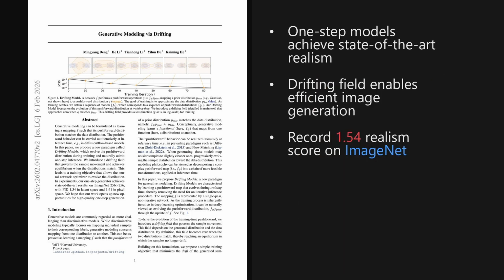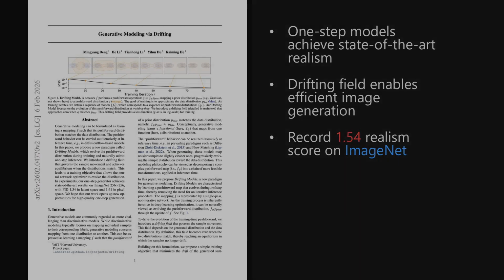I'm Alex. Today we're looking at a paper trending on X, published on February 4th, 2026, exactly 1 week ago. It introduces a novel paradigm called drifting models that achieve state-of-the-art results with native one-step inference, reaching an FID of 1.54 on ImageNet. The paper is titled Generative Modeling via Drifting. And as we'll see later, the method offers a really compelling alternative to standard diffusion by shifting the iterative work entirely to the training phase.